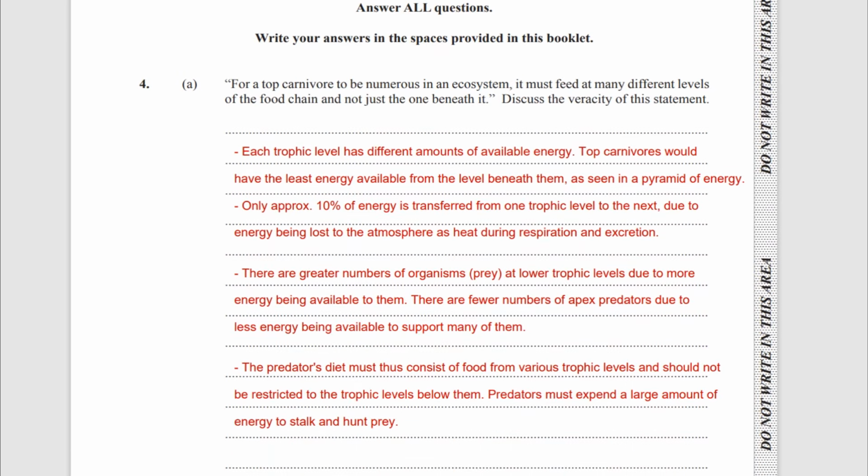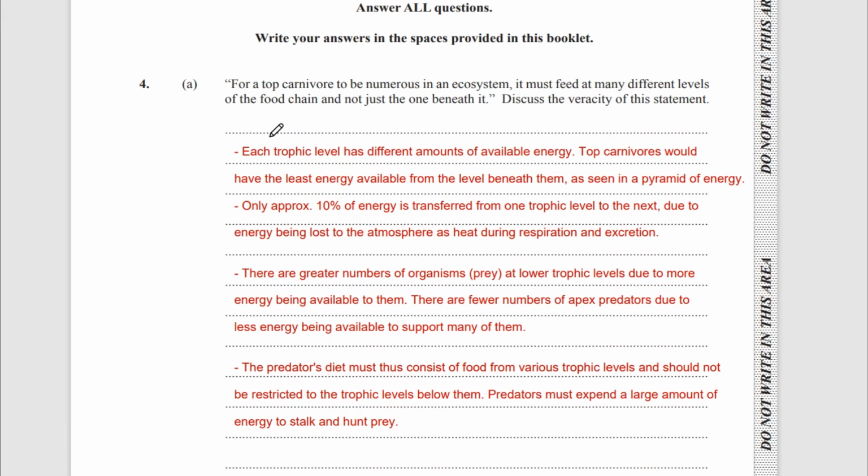Alright, so let me look at question 4. For a top carnivore to be numerous in an ecosystem, it must feed at many different levels of the food chain and not just the one beneath it. Discuss the veracity of this statement. Veracity in this case, you could think of it meaning truth, right? How true it is. Well, it is true, because first we need to remember what's a trophic level.